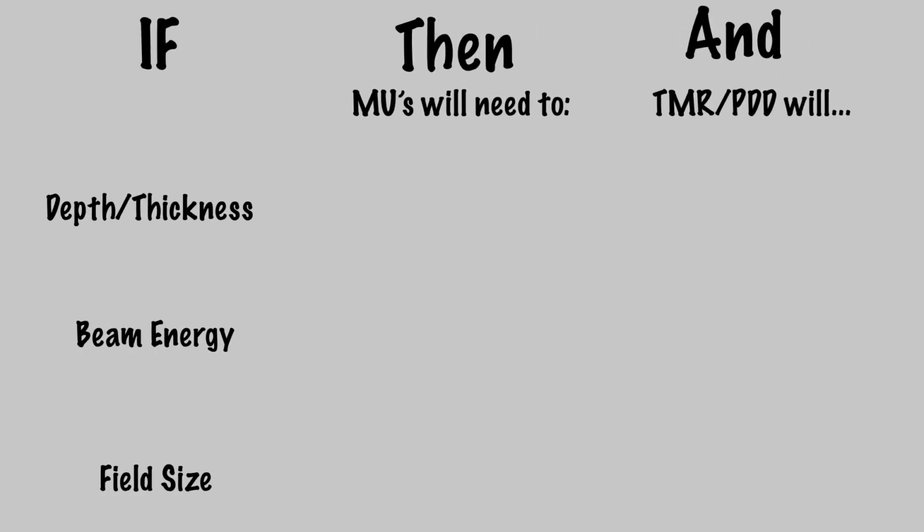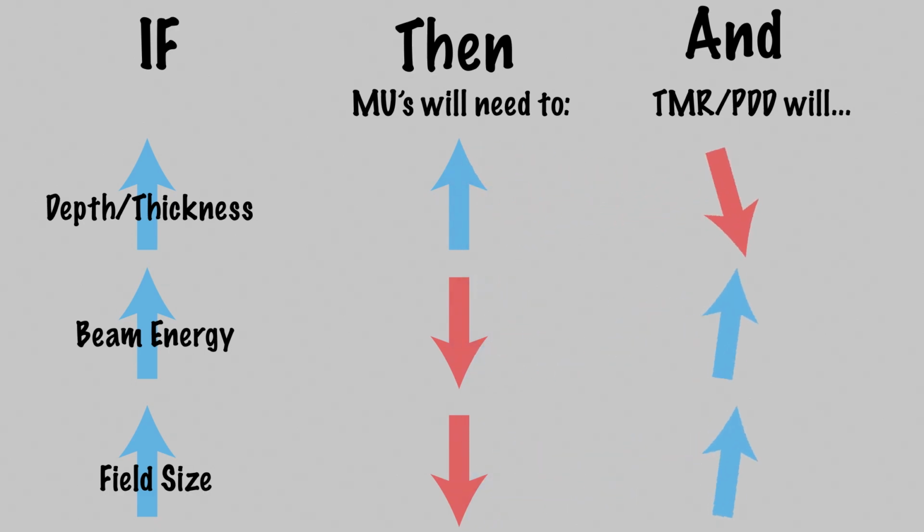Okay, let's recap. We learned how target depth and patient thickness, SSD, field size, and beam energy affect the MUs needed to treat a patient, and the difference between PDD and TMR. We will apply these concepts with calculations using clinical scenarios in our next video.